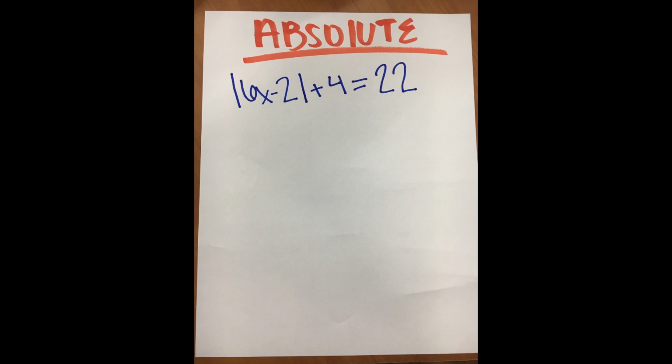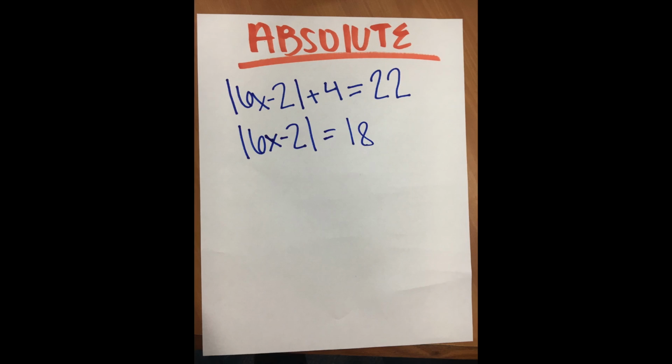A simple example of absolute value is like the one you see on the screen. Like any other equation, the first step would be to subtract 4 from 22, and you would end up with the absolute value of 6x minus 2 equals 18. You can't just get rid of the brackets by ignoring them because they are absolute value. You have to apply a special process to them.